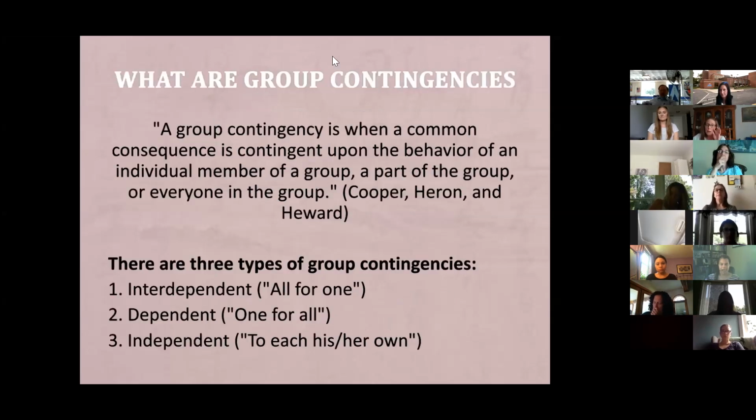Now that we know what a contingency is, a group contingency is a behavior management protocol where a single consequence, which can be a reinforcer or punisher, is given based on either the behavior of an individual in a group, the behavior of a particular set of people within the group, or the group as a whole. Today we're going to review three types of group contingencies. The first one is an interdependent, which is known as all for one. A dependent group contingency is one for all, and then an independent, which is to each his or her own.